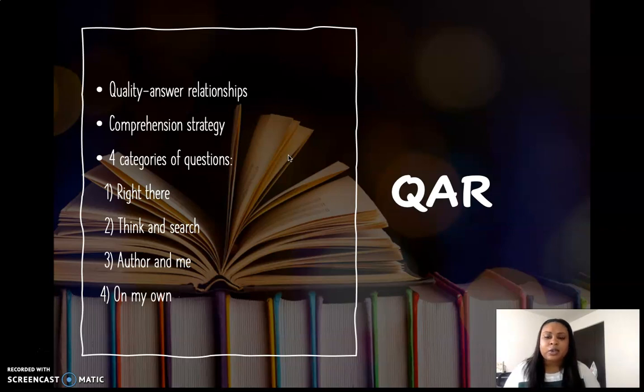Okay, now let's go on to think and search. Now, think and search is a type of question where a student will focus their attention on the structure of the text. Okay, now this can be in terms of cause and effect, problem solution, or just them listing examples of what they have found.